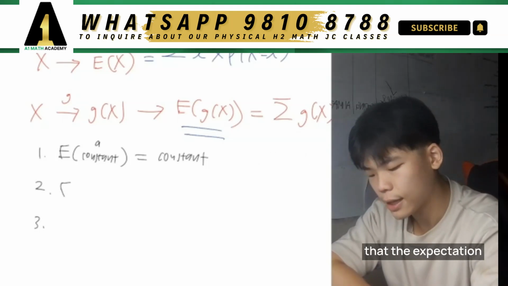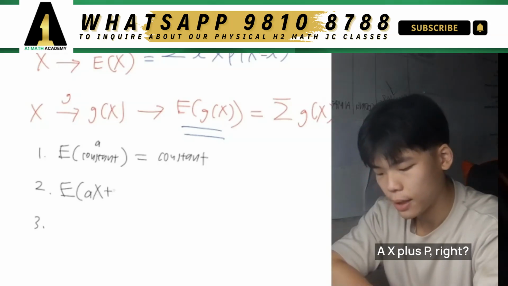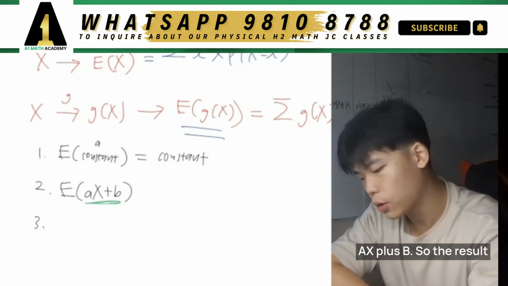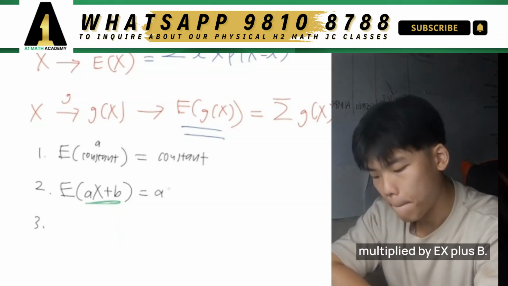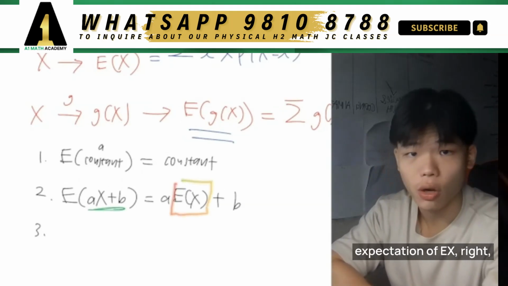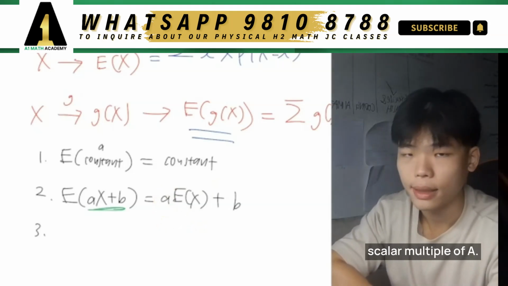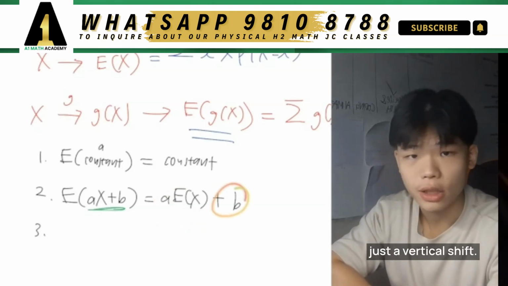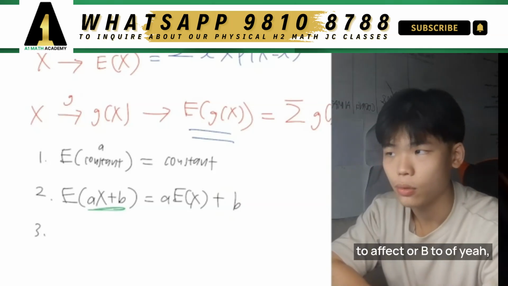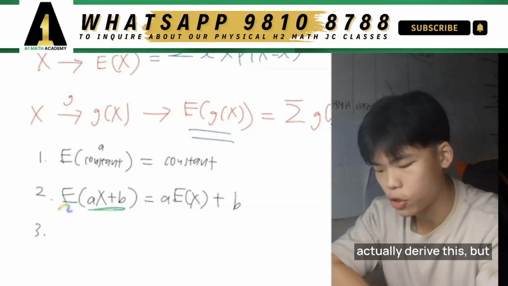Now the second one is the expectation of a linear function. So for instance, aX + b, right? We can see that this over here is a function. Previously just x, and now it becomes ax + b. So the result from this would be a multiplied by E(X) plus b. So you can see that the expectation E(X) still remains as E(X), and then it is multiplied by the scalar multiple of a, and then plus b is just a vertical shift, right? So you do not expect b to affect it, everything is just shifted upwards or downwards vertically. Okay, later I'll explain a little bit more on how we actually write this, but just take this down first.